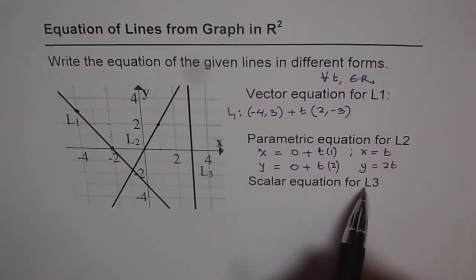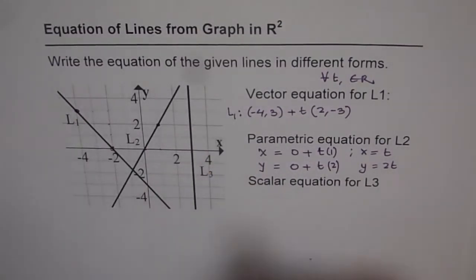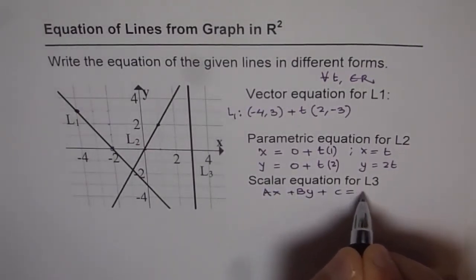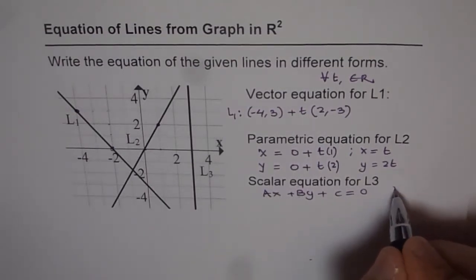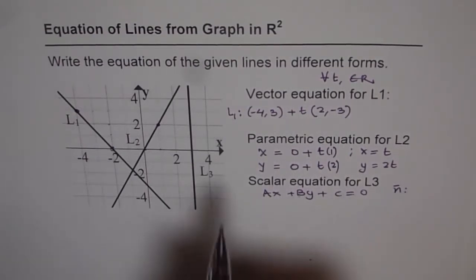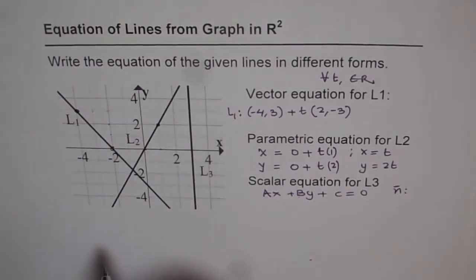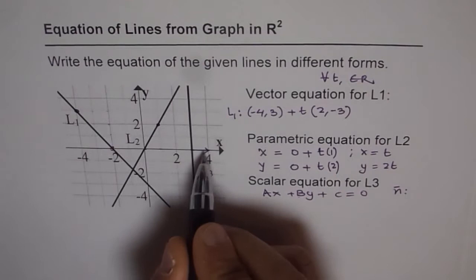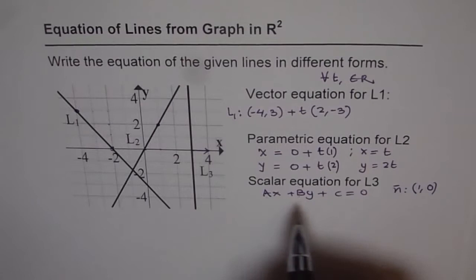Scalar equation of line L3. Now L3 is a vertical line. The scalar equation normally is in the form of ax plus by plus c equals 0. Now here, a and b are the normals to the line, right? So what is the normal vector here? If we have a vertical line, then the normal is along the x-axis. So this is my normal vector. That means it is 1, 0, right? That makes a as 1 and b as 0.